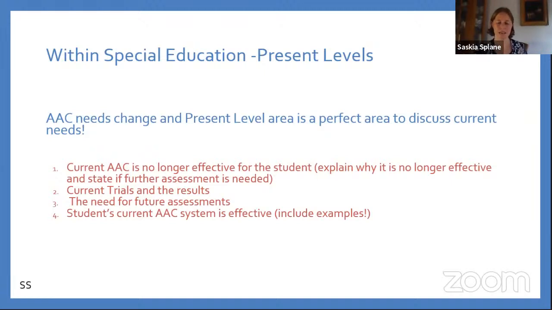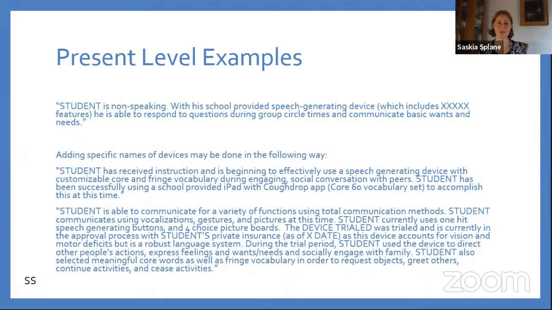Examples are key. So here are just some examples that you might use. I'm going to give you tons of resources of other places that also have present level examples that can be used. So I'll put those in the chat. So present level examples: the student is non-speaking with his school provided speech generating device, which includes all these great features. He is able to respond to questions during group circle times and communicate basic wants and needs. So that's a nice generic example. What are those features that are making this successful for this student?